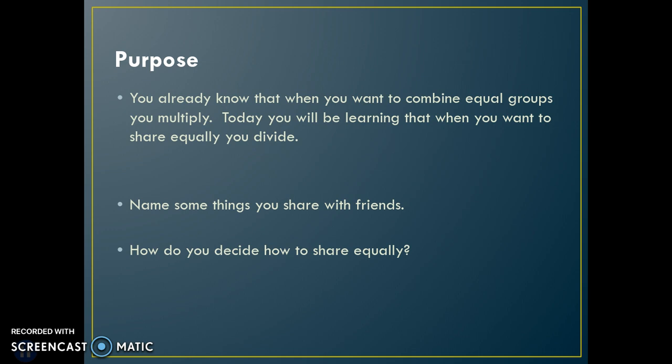I want you to think about some things that you share with friends. So what are some things that you share with friends? Once you come up with that idea, how do you decide how to share equally? How do you share that with your friends equally? So there's some things that I want you to think about as we work through this lesson.